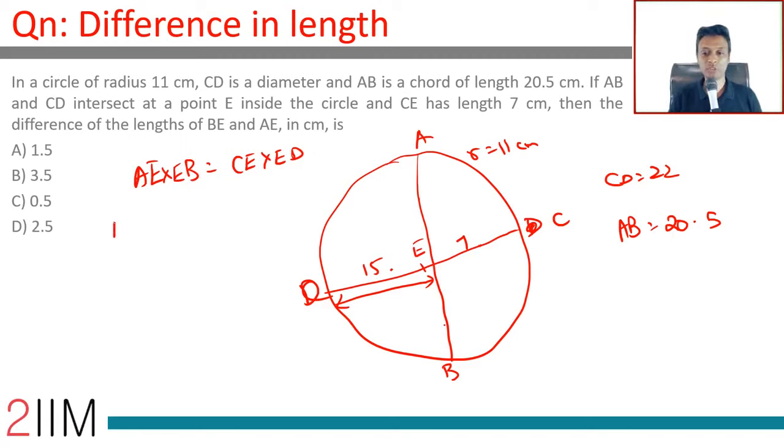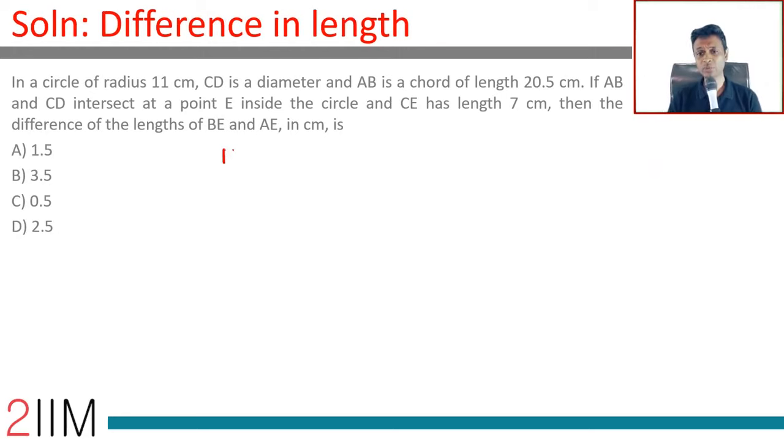But now we know that CE into DE is AE into EB, which is 15 into 7. These two add up to 20.5. So two numbers adding up to 20.5, their product should be 15 into 7. How am I going to find that? I'm going to write down 15 into 7 and find different combinations.